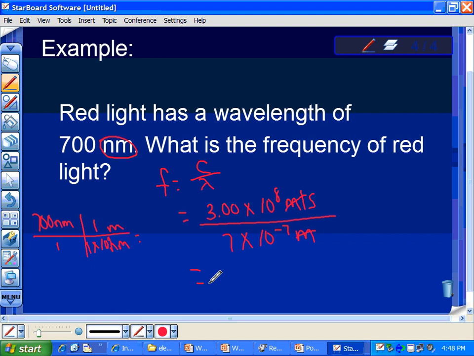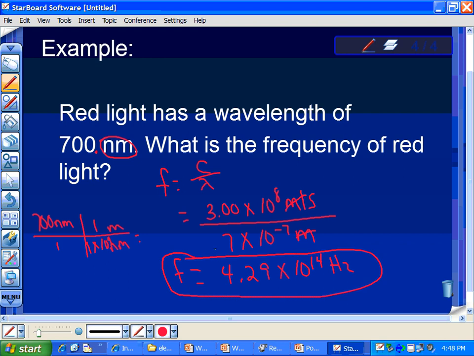So when I just put these numbers in my calculator, you get, and we're going to do sig digs. Yours actually has a decimal here, so there's 3. So you're going to get 4.29 times 10 to the 14th power, and the unit is per second, or we simply write hertz, which is Hz. And that is the frequency there. So that's just solving for one of those variables. Very much a physics type problem.